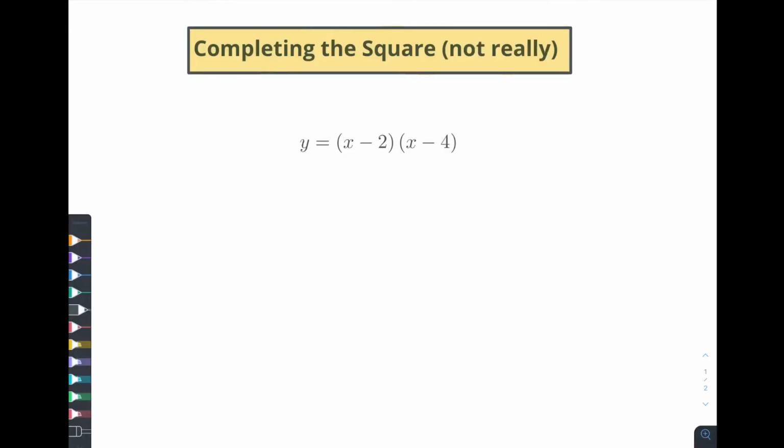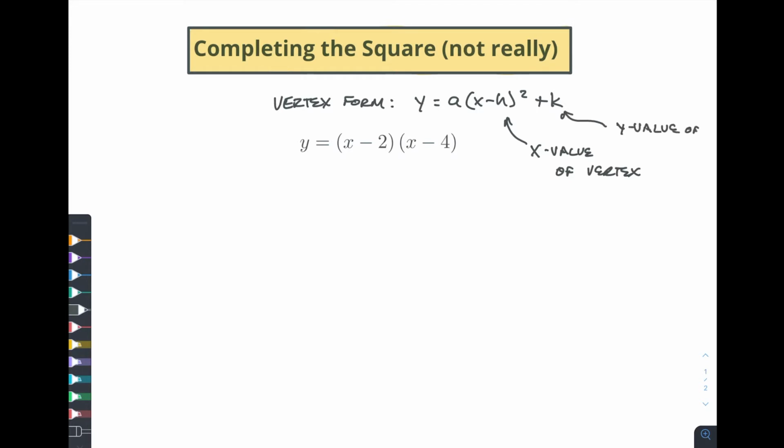All right, so what we're really trying to do when we're trying to complete the square is get to what's called the vertex form. The vertex form is simply when we have y equals a times x minus h squared plus k. And all this is telling us is that h is the x value of your vertex and k is the y value of your vertex. So hence the phrase, the vertex form.